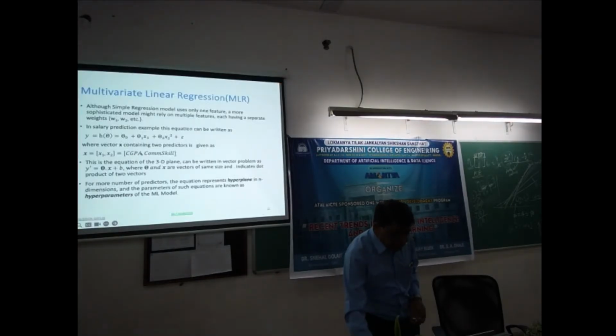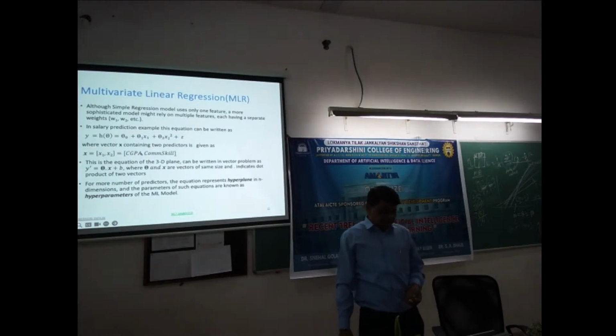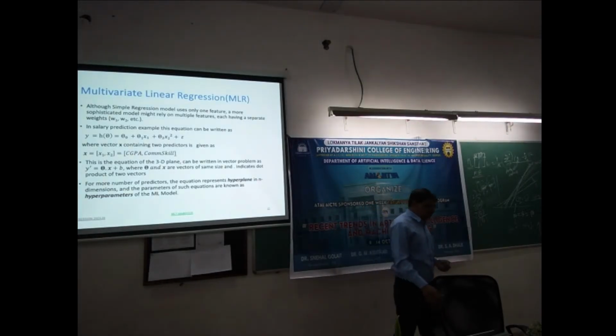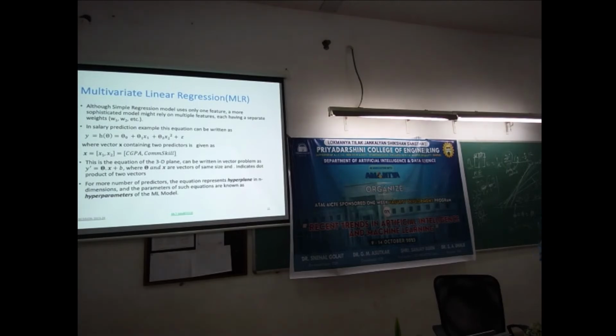So implementation we have seen. And then to extend this, the multivariate linear regression can be written like this. When you are having more than one input variable, that problem is called multivariate linear regression, MLR. So the equation for that is y is equal to h of theta.